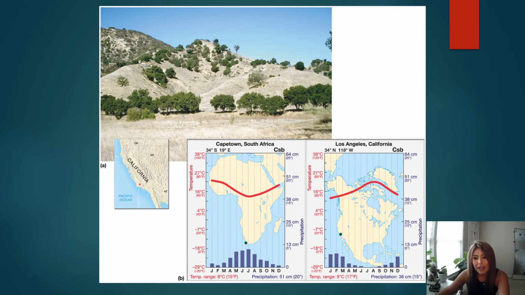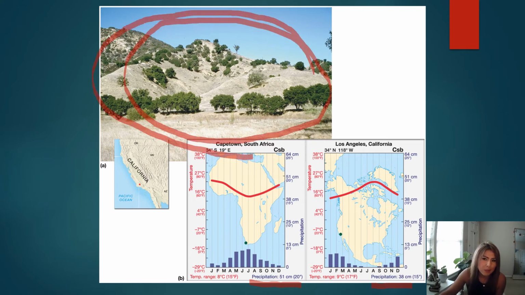So let's look at their precipitation totals. South Africa gets about 51 centimeters a year. Los Angeles gets about 38 a year if we're lucky, right? Their temperature, about 17 degrees on average in Los Angeles, and 15 degrees annual average, I'm sorry, in South Africa. So very, very similar.